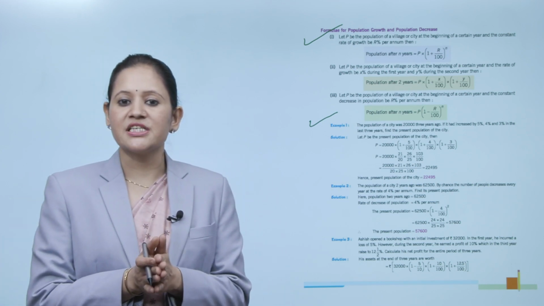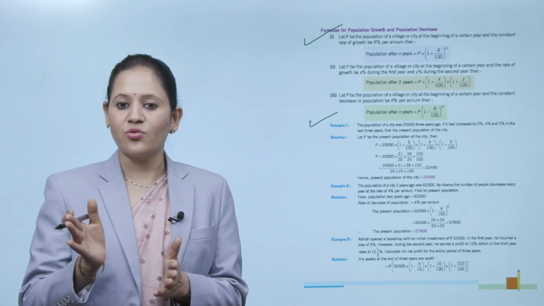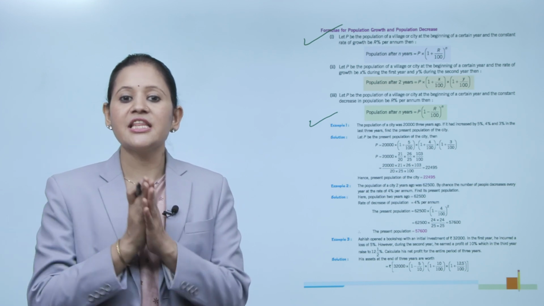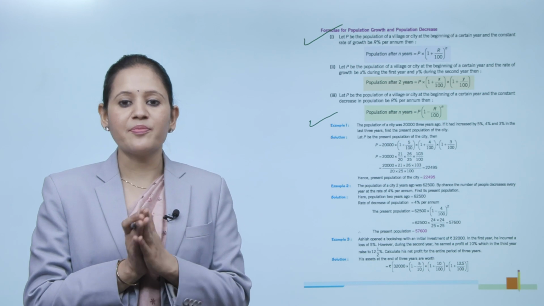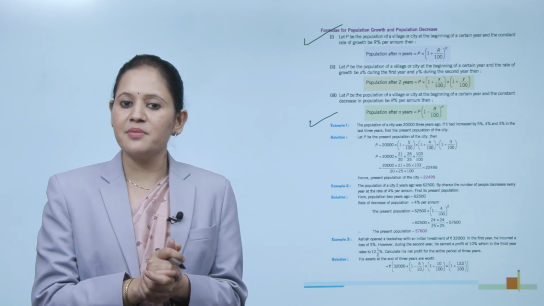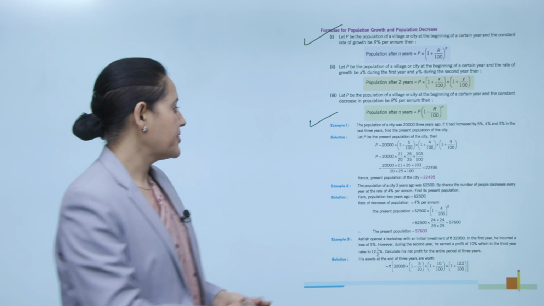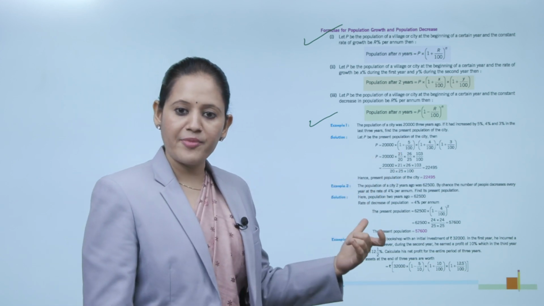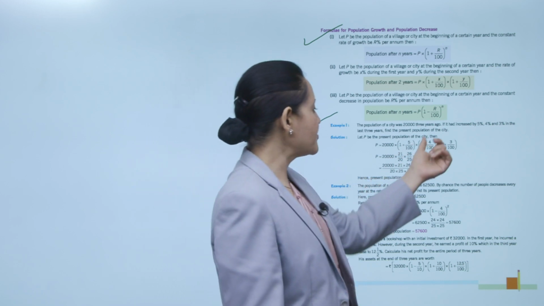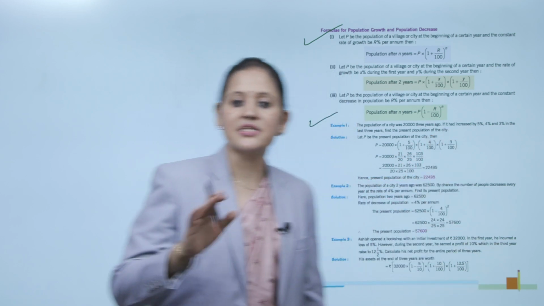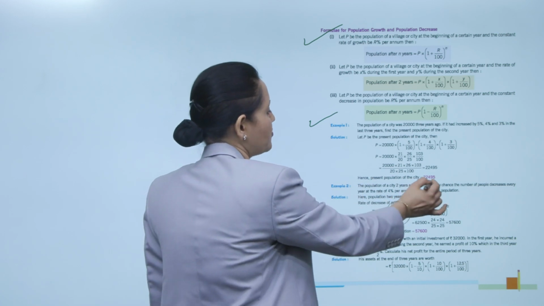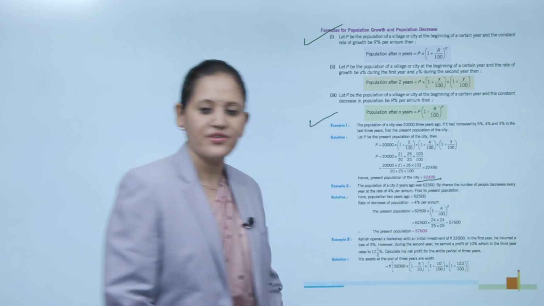The population of a city was 20,000 3 years ago. If it has increased by 5%, 4%, 3% in the last 3 years, find the present population of the city. Solution: let P be the present population of the city. Then P equals 20,000 into, for the first year, (1 + 5/100), second year (1 + 4/100), for the third year (1 + 3/100). We will solve this, so the present population will be 22,495. Clear?